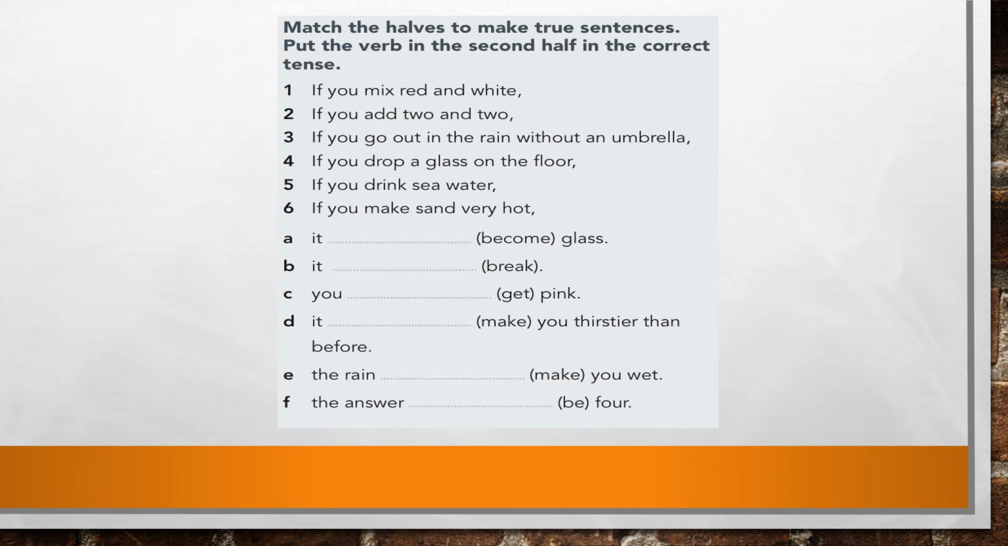Now your task is to match the halves to make true sentences. Put the verbs in the second half in the correct tense.